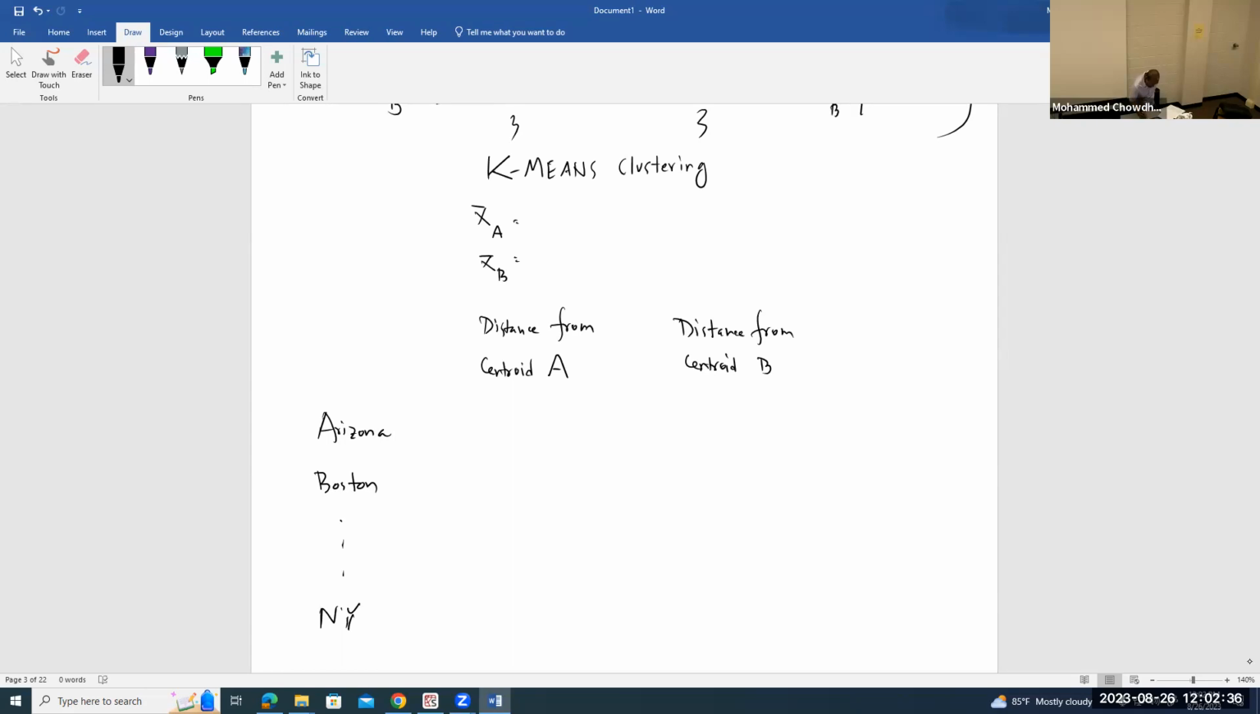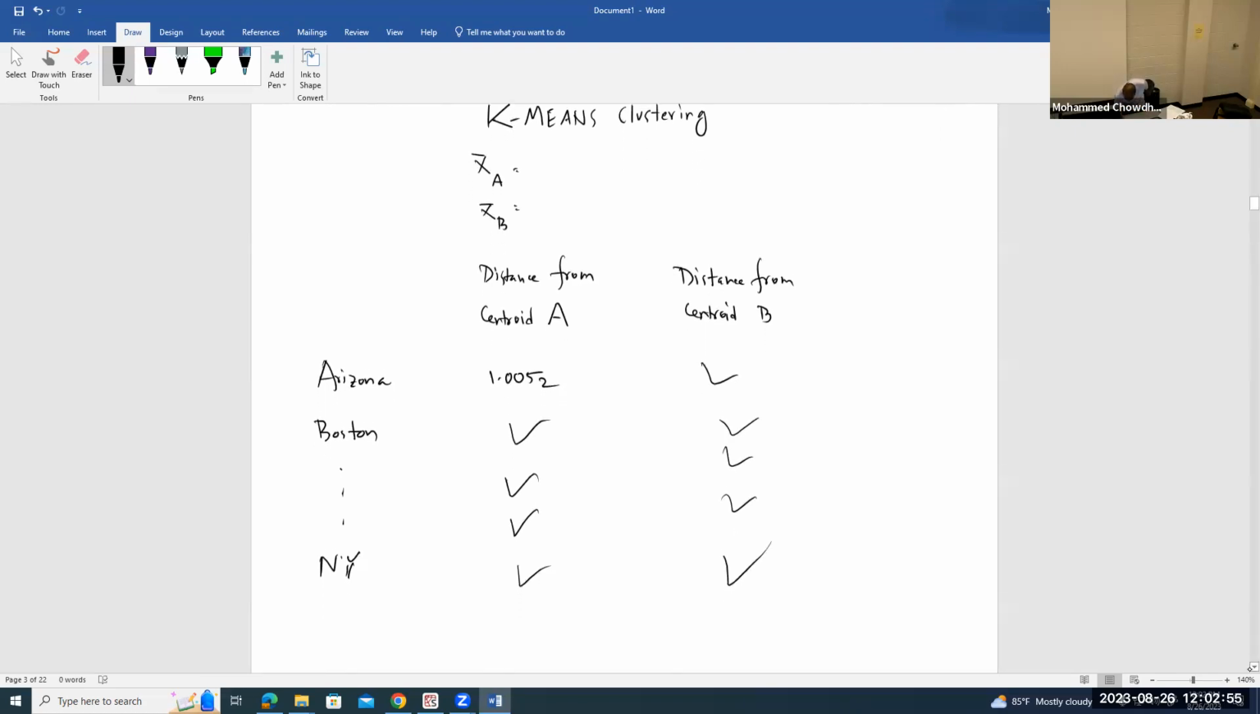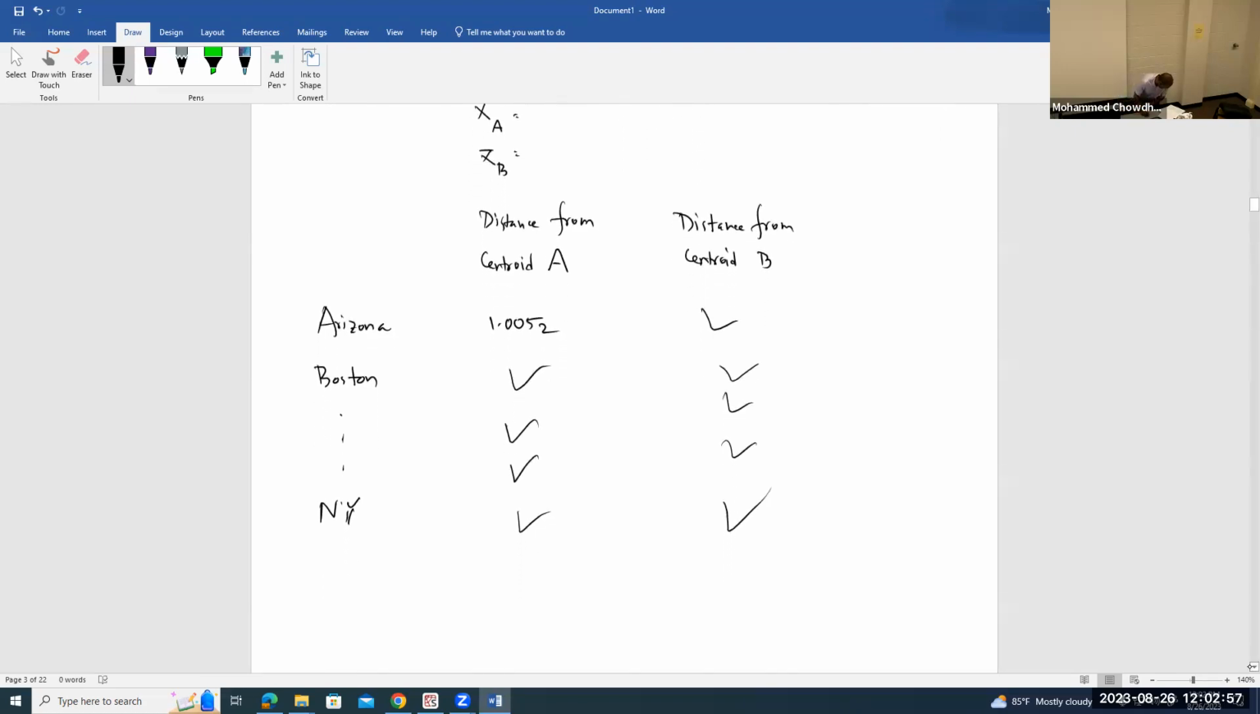And then there is a value of 1.0052. I'm going to show you how I computed this one. The rest of the things you can compute: 4, 5, 3, 4, 5. This is what you can compute. Okay, let me show you how I compute 1.00 for Arizona.